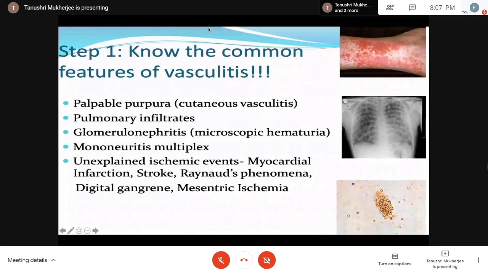The common features of vasculitis, as I have said in that flowchart, are palpable purpura, pulmonary infiltrates, glomerulonephritis, which can present as hematuria, then unexplained ischemic events like myocardial infarction, stroke, Raynaud's phenomenon, or gangrene, or mesenteric ischemia. With all these features, you have to keep in mind that it's a clinicopathological correlation.